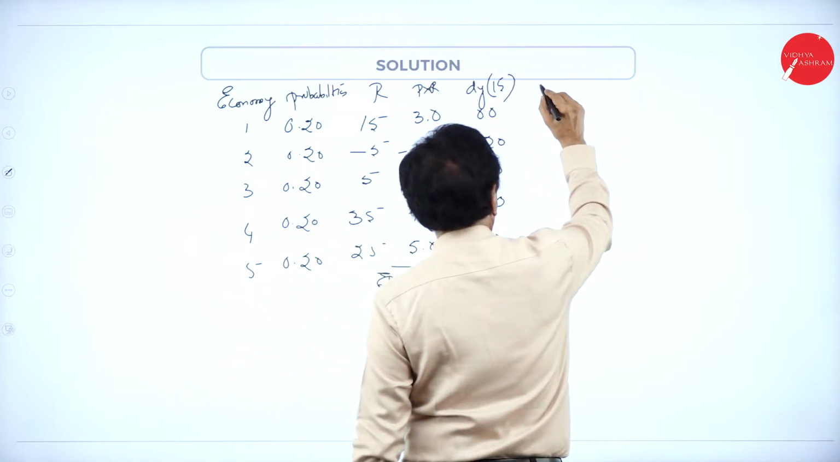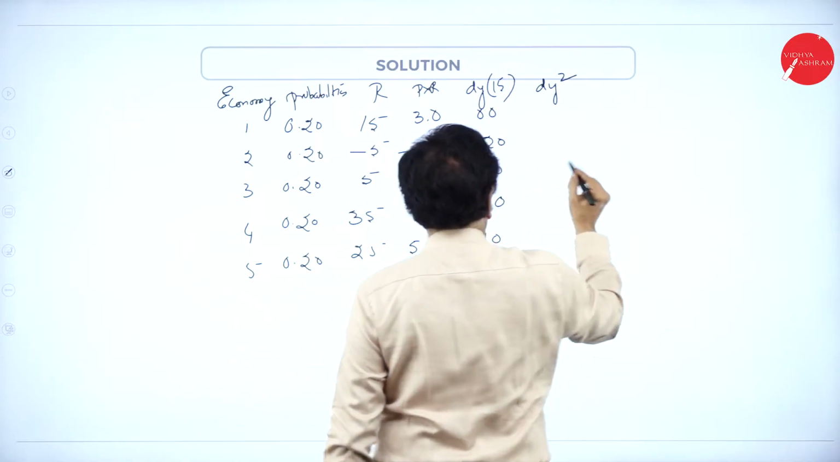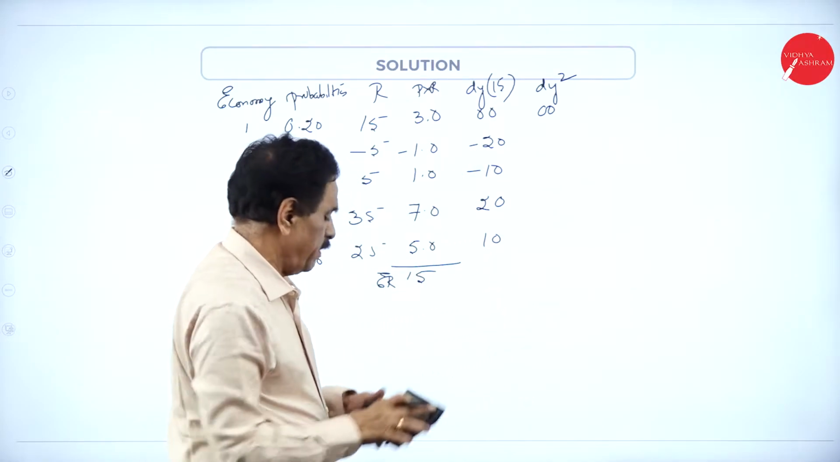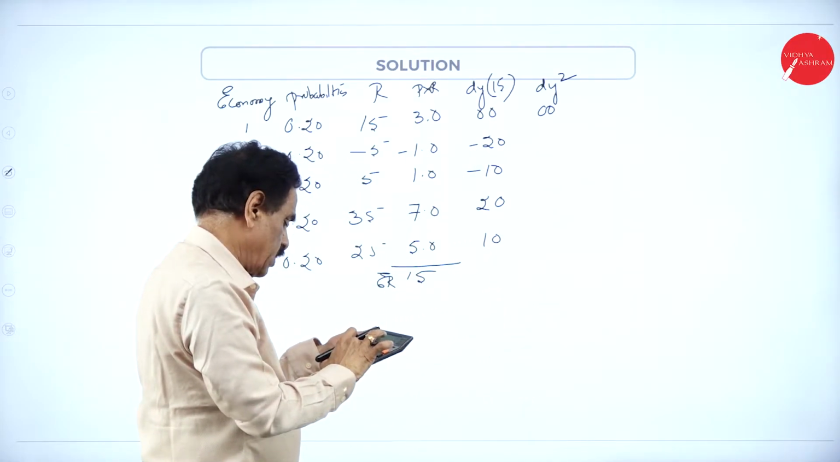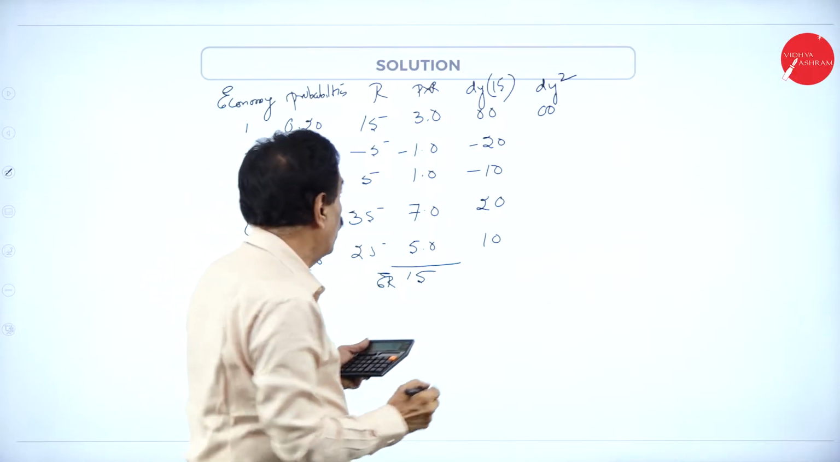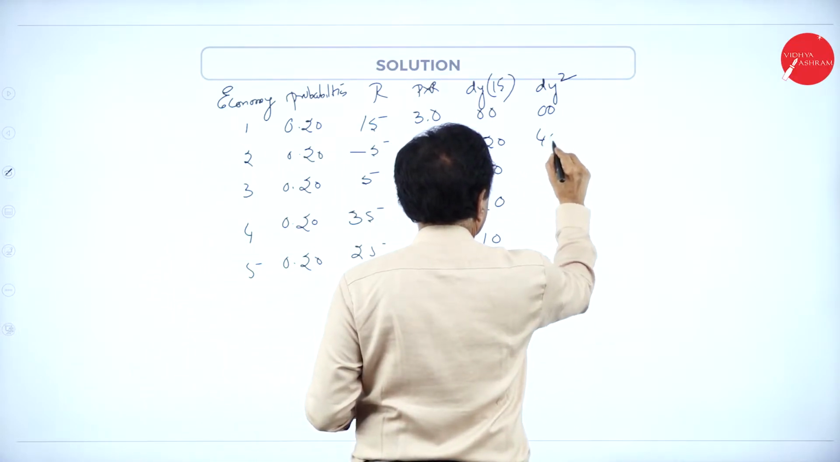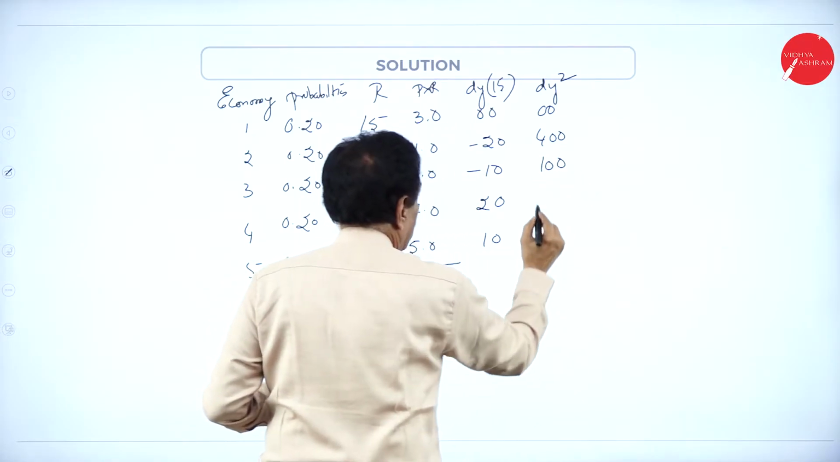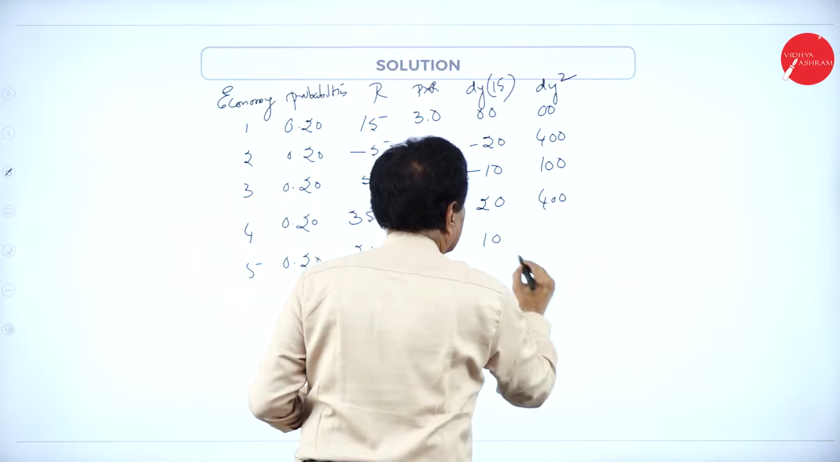Square of this, dy square. 0 squared is 0. Take the 20 square: 20 into 20 is 400. 10 into 10 is 100. 20 into 20 is 400. This is 100.